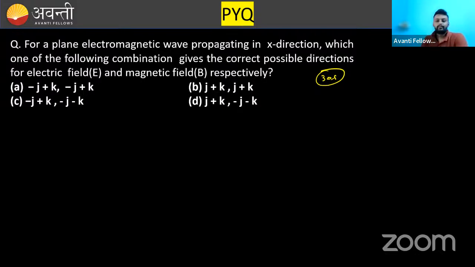I will not disturb you for the next 30 seconds. Is anything coming to your mind about how to start this question? Anything? Very good. E cross B. Very good.